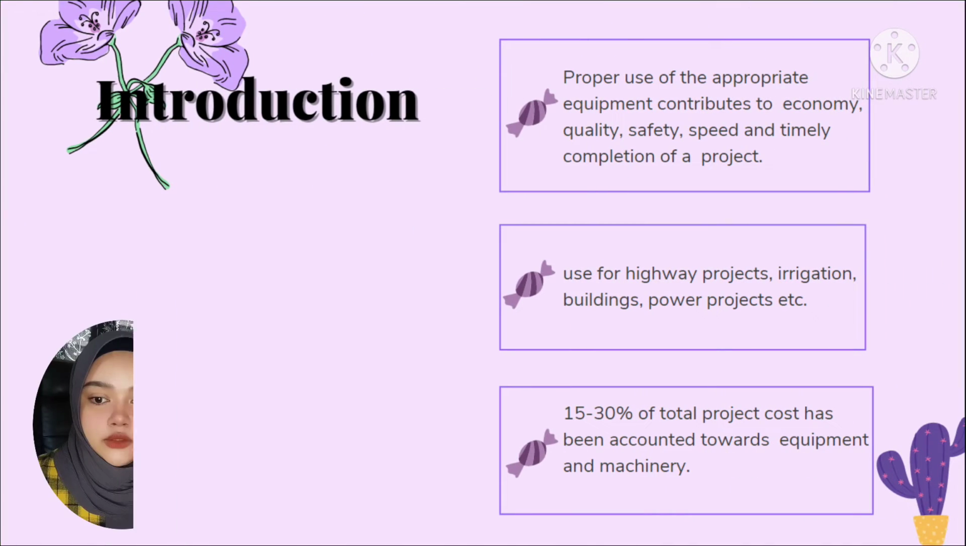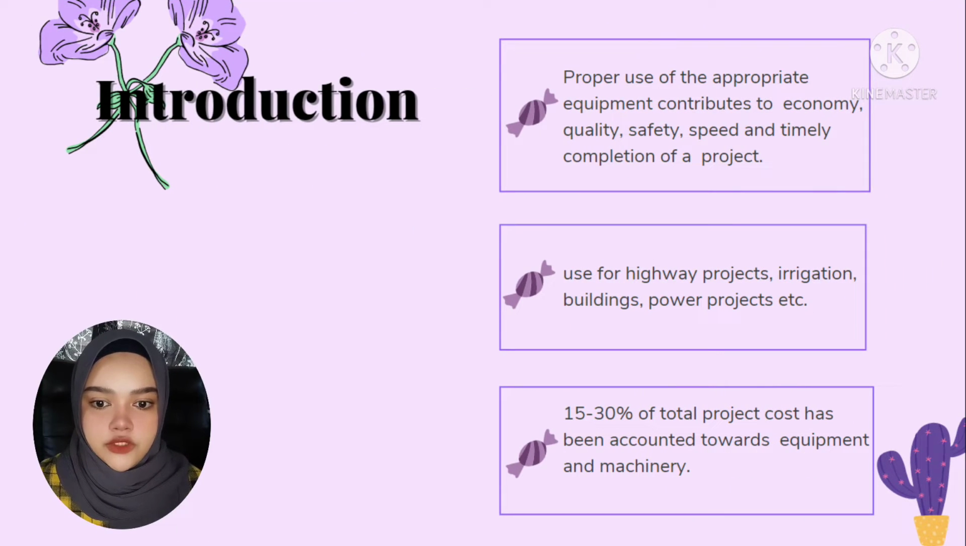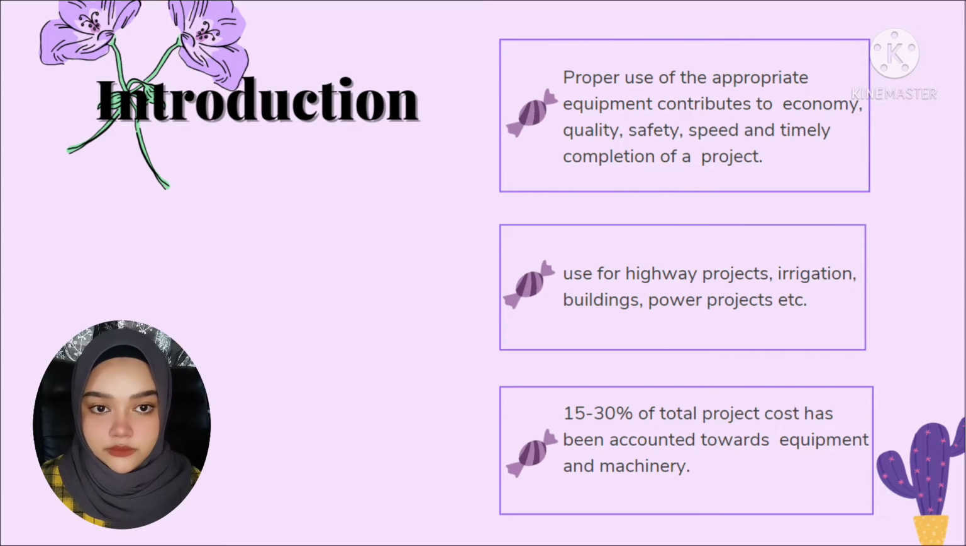270107. Construction machineries contribute to economy, quality, safety, speed, and timely completion of a project. It is used for highway projects, irrigation, buildings, power projects, and others. 15 to 30% of total project cost is accounted towards equipment and machinery.